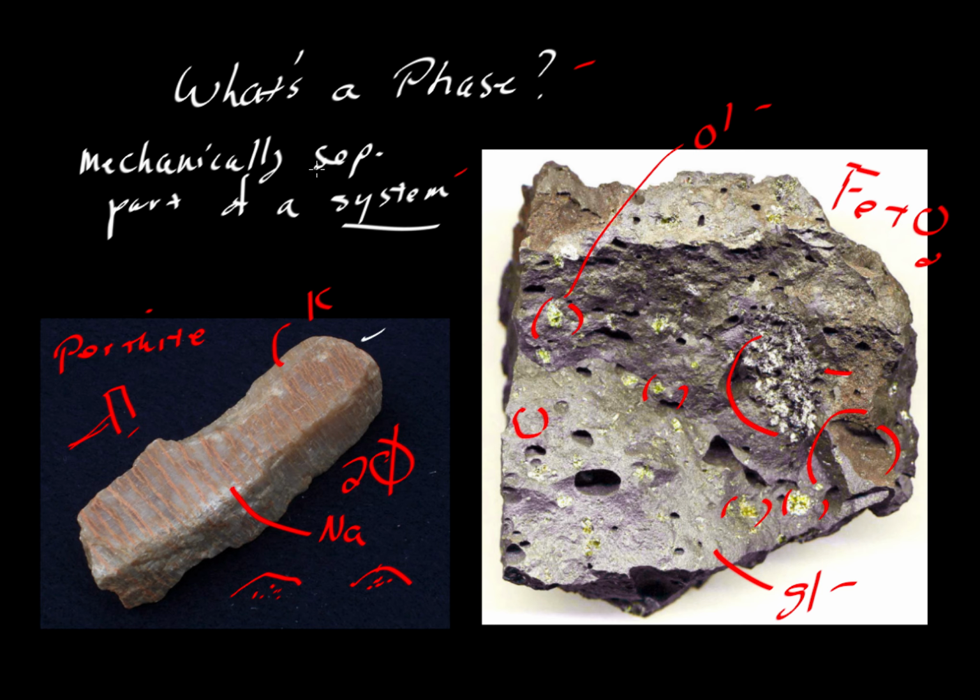So then that takes us back to this issue of system. The system is what we are interested in. So just to sum up, the system is that part of the universe that we're interested in, and depending on how you define that system, that'll affect the number of phases that you count. And phases are those parts of the system that we can separate by mechanical means.